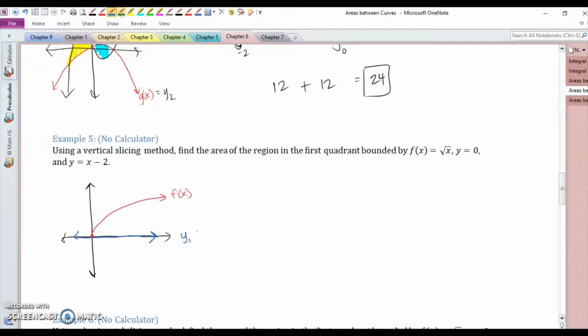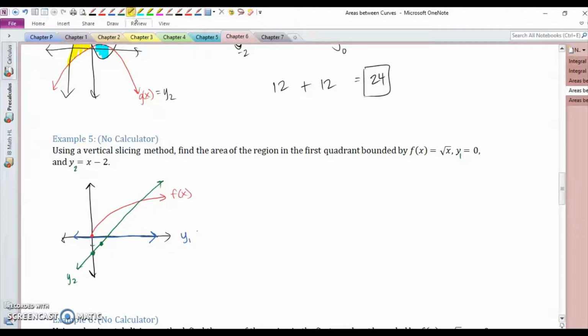And then in green, I would have y equals x minus 2. So y equals x minus 2, it goes up 1 over 1. It looks a little something like this. And I will call that graph y2 just so you know which ones I'm talking about. So I will call this one y1 and this one y2.